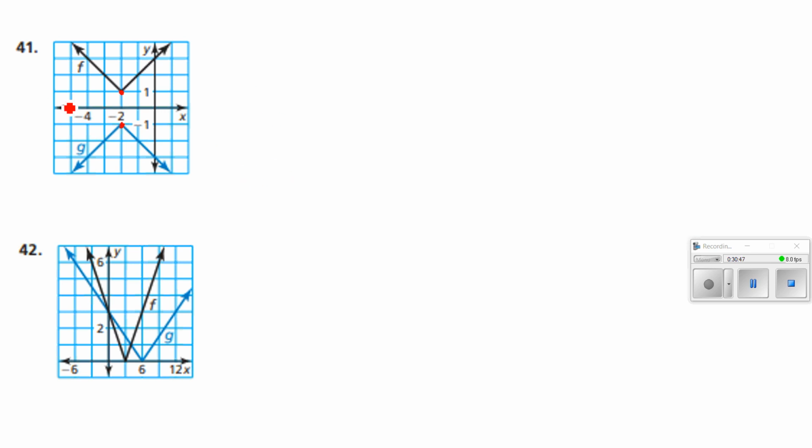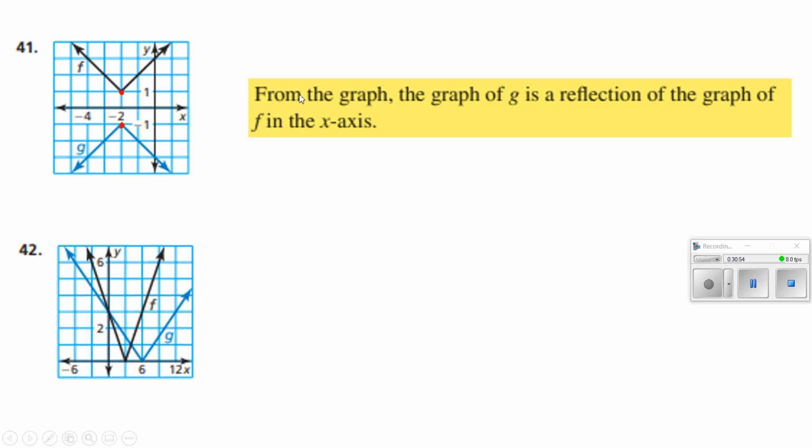So, yeah, it's going to be a reflection over the x-axis. Let's see how I did on this one. The graph of G is a reflection of the graph of F in the x-axis. Perfect. Okay. Let's see, 42 is for you to do.